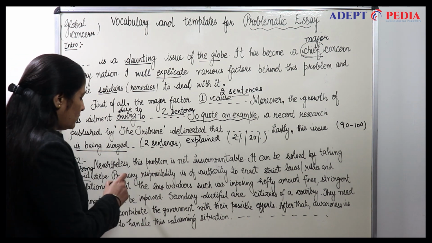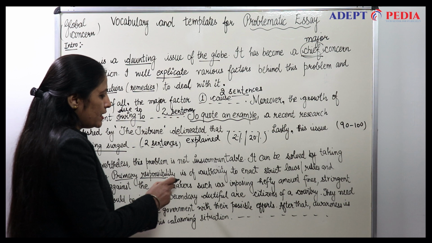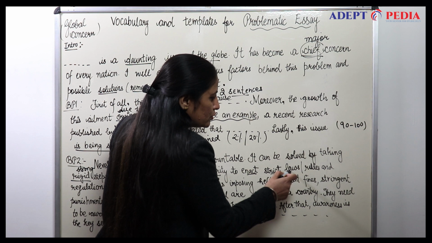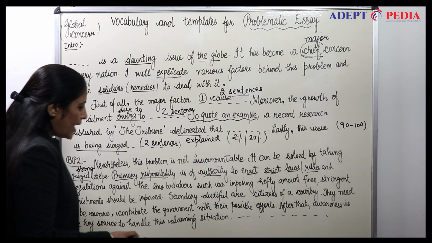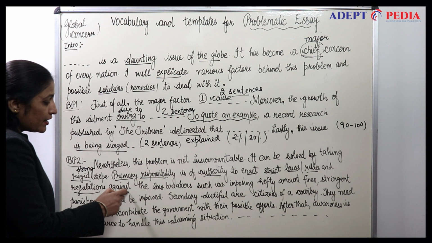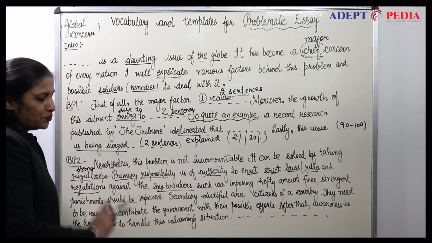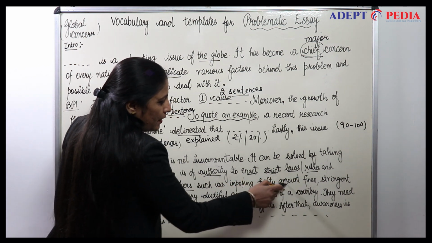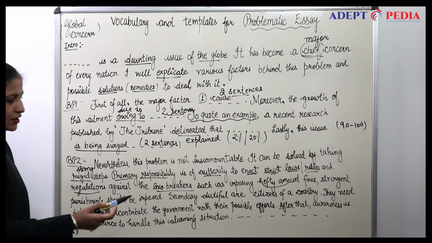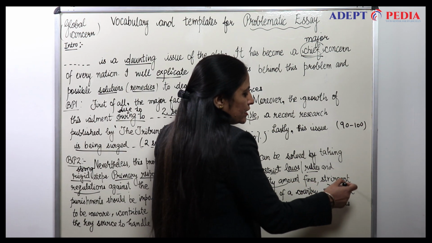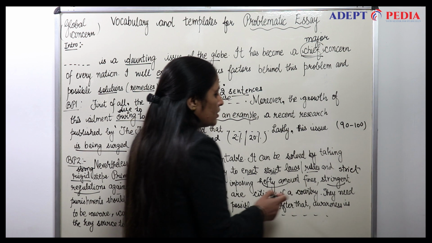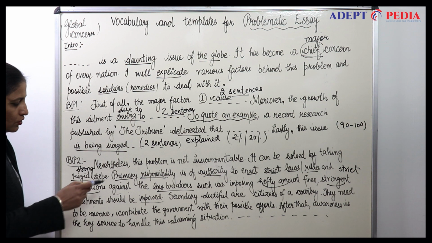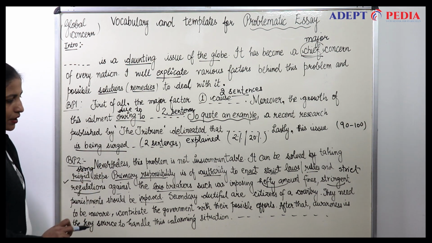Primary responsibility, first responsibility is of authority, government, to enact, to implement strict laws or rules you can mention, and regulations against the lawbreakers, people who break the laws, such as imposing a hefty amount of fines, a big amount of fines. Stringent, again stringent we can use for strict. Stringent punishments should be imposed. So this is the first responsibility of government.